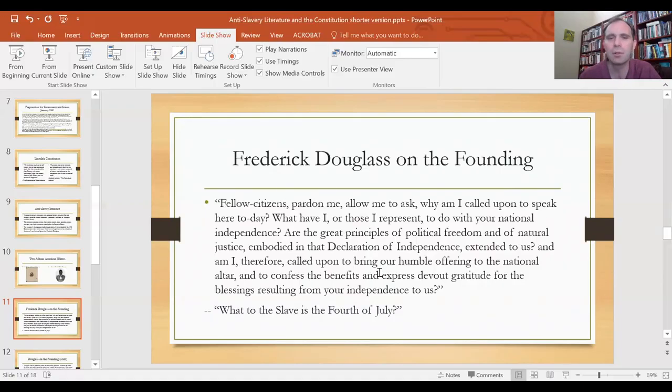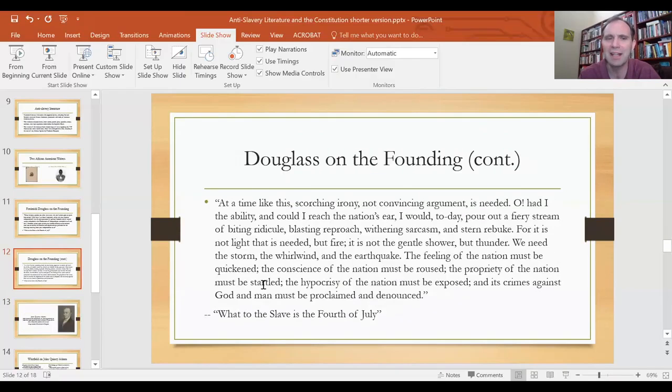And am I, therefore, called upon to bring our humble offering to the national altar and to confess the benefits and express devout gratitude for the blessings resulting from your independence to us? So, your irony detectors, to use a term that we use a great deal in English class, should be pinging right now. And just in case you think that you're overreading, Douglass makes it clear that he means for you to detect the irony.